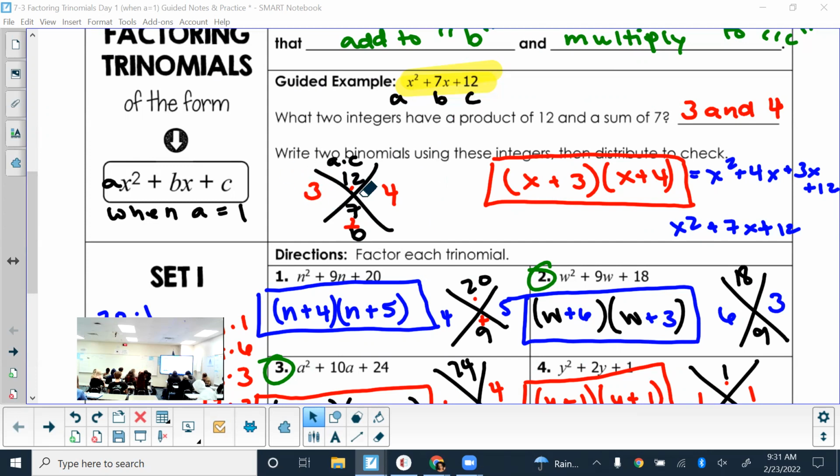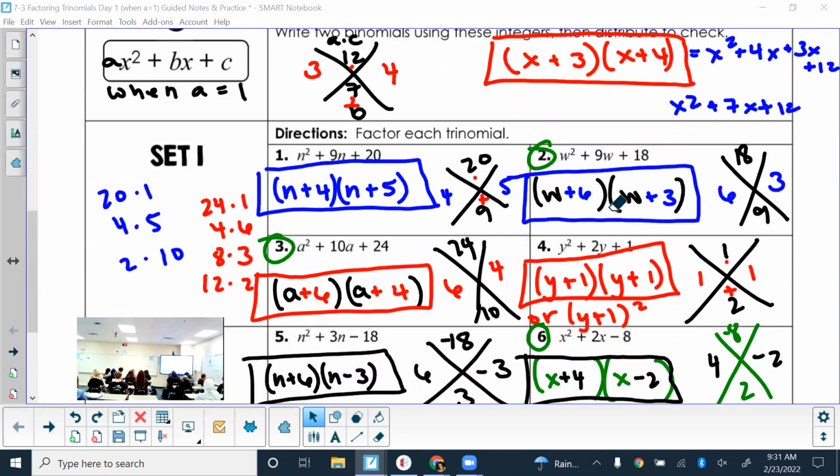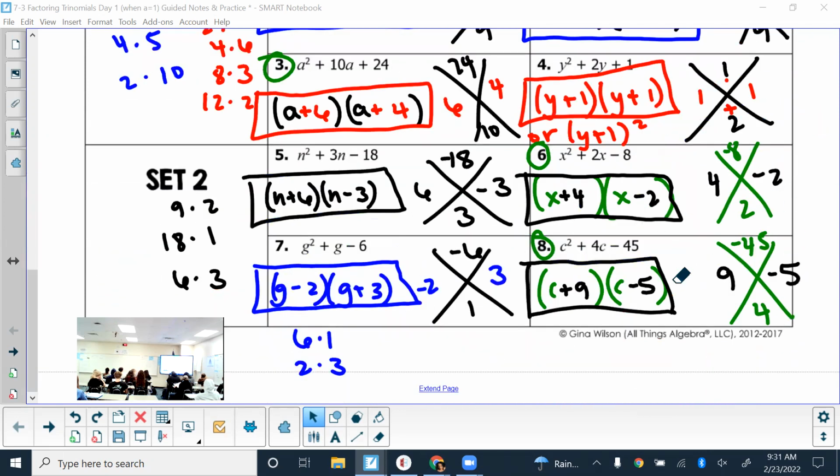So I get a positive 3, a positive 4, and I write it as a product of two binomials. So whatever variable they use, x, put your parentheses, put the variable, put your two factors that you found, and the signs will depend on whether they're positive or negative in your diamond. So that's what we did yesterday. Tons of different examples where some were negative, right? Lots of good stuff there.